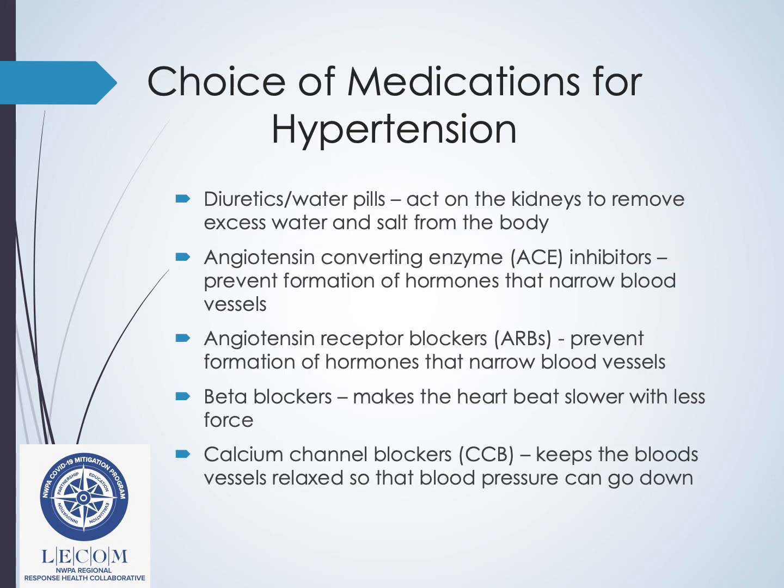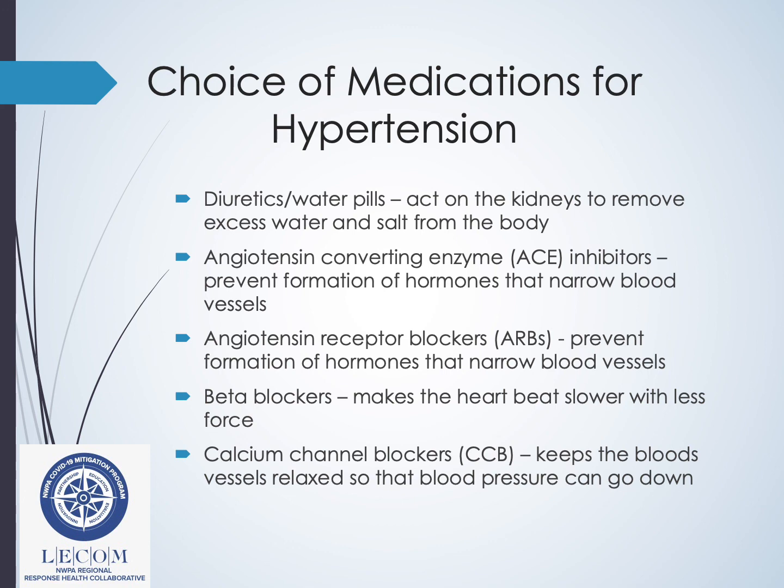Okay. These are classes of medications that are normally used to treat hypertension. First class of drugs are called diuretics, or simply water pills. These drugs act on the kidneys to remove excess water and salt from the body.